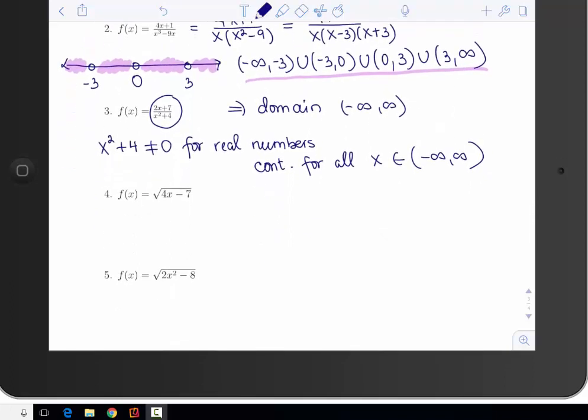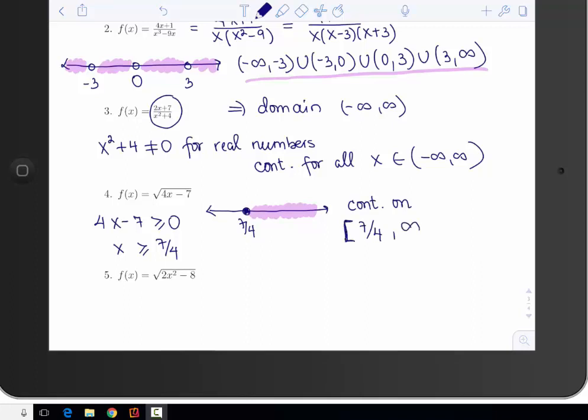Radical functions, let's take a look at those. We've done similar examples. So we need to take the expression under the radical and set it to be greater than or equal to 0. So solve for x. Okay, so graphically, what does that look like? This point we include because we can have a 0 under the radical, no issue there. Okay, so the function is continuous on which interval? We go from 7 over 4, including the endpoint, hence I have my square bracket here, to positive infinity.